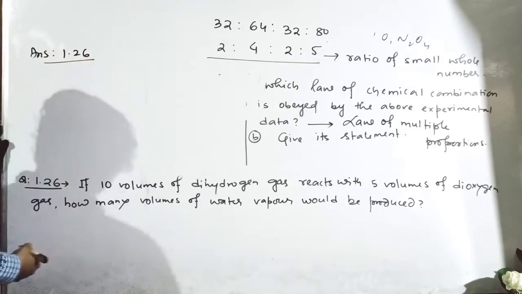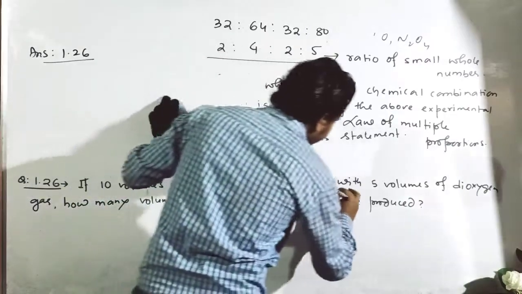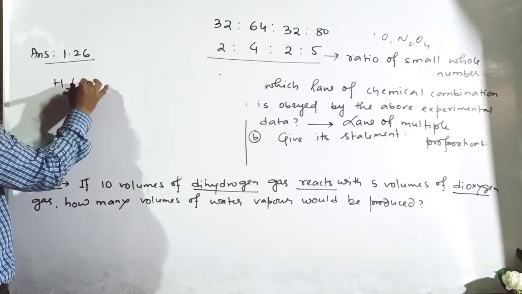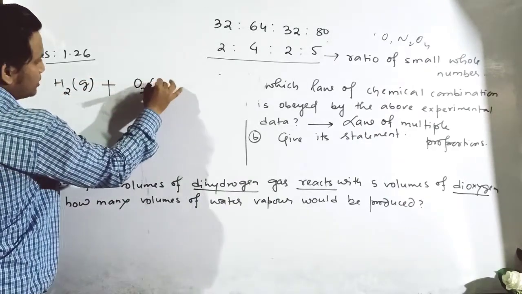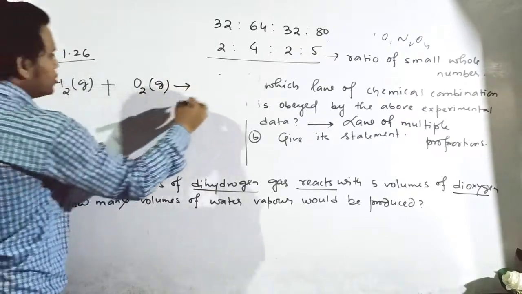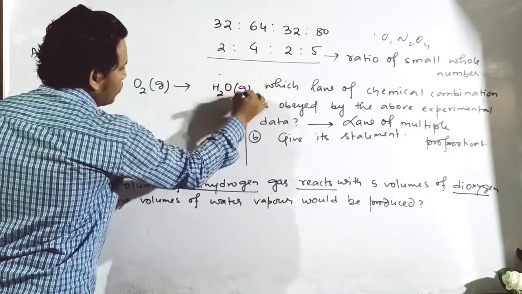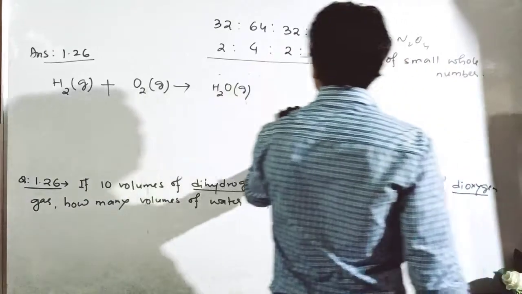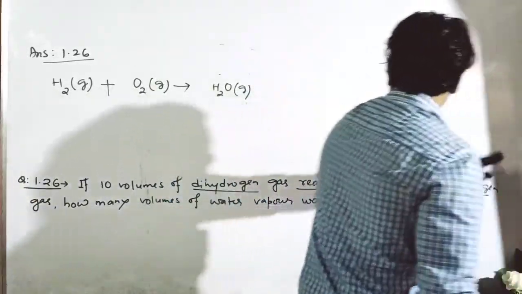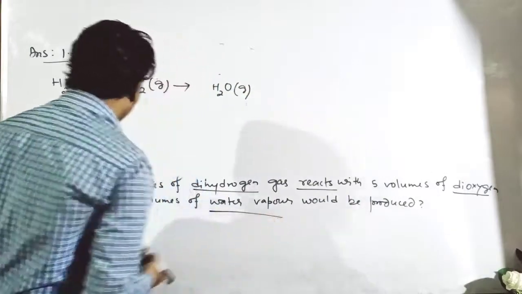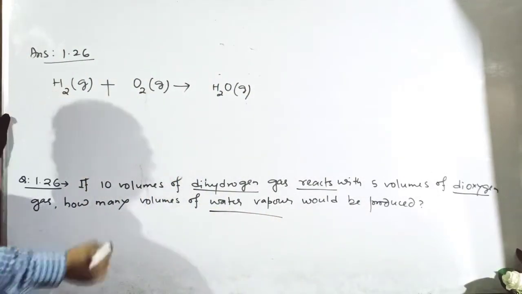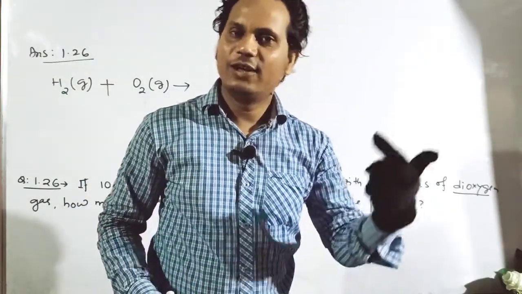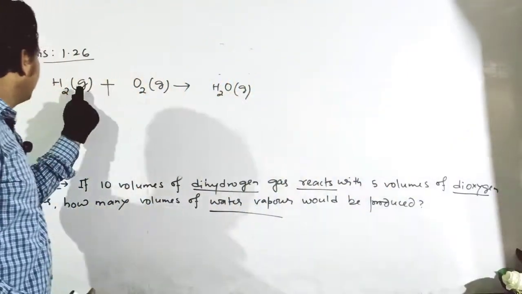1.26. See what is given. Dihydrogen, H2, is a gas, and it reacts with dioxygen, which is also a gas. So hydrogen and oxygen combine to form water. Now what is asked? It is asked how much water vapor is formed. If it is given in the form of volume, which law will we apply? Gay-Lussac's law. So here you see gases.